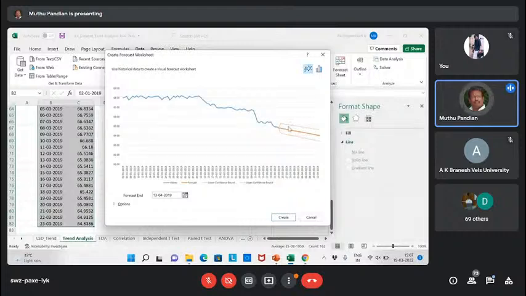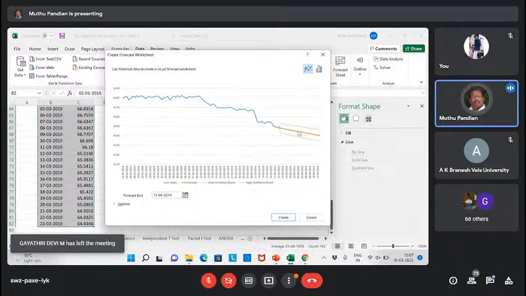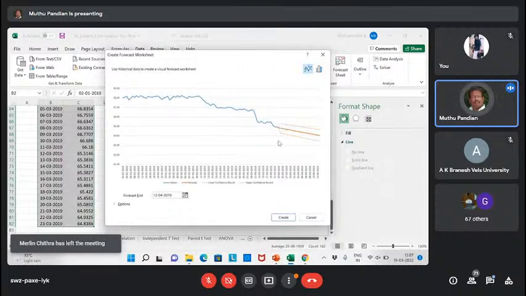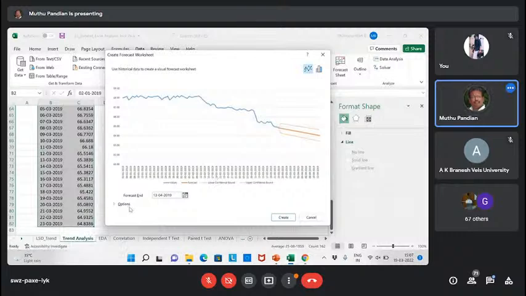Are you able to see my forecast here? The orange line is the forecasting period. You can see two lines: one is the upper line, another is the lower line. The center is the point estimation. When you calculate the upper line and lower line, this is what we call interval estimation.